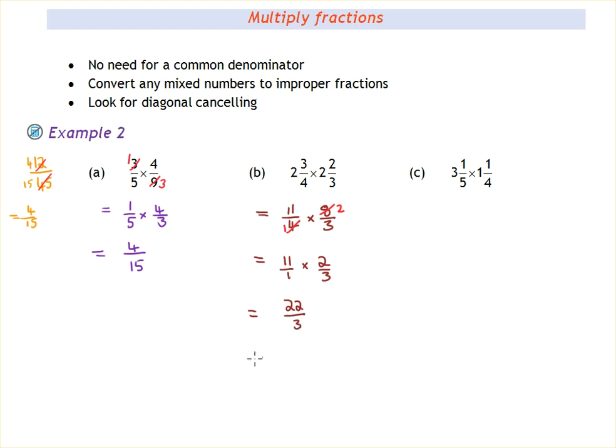So we'll multiply numerators together, multiply denominators together. And since the question gave you the fractions as mixed numbers, then it's generally the done thing to then return the fraction answer to a mixed number. And the way to do that is to think how many 3's are in 22, that's 7. And then that'll give you 7 wholes and 1/3 left over.